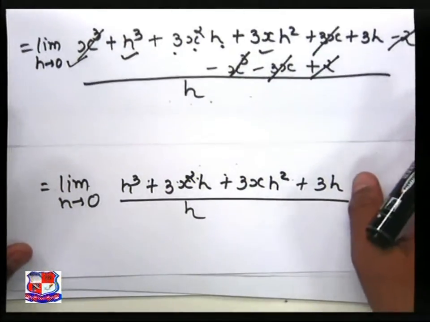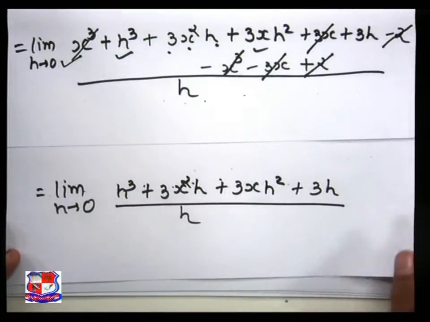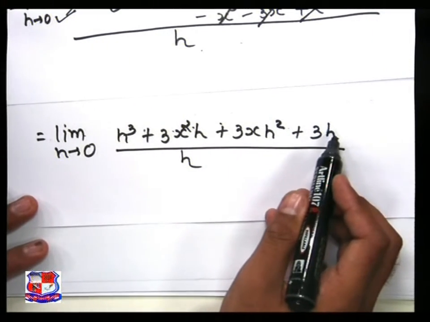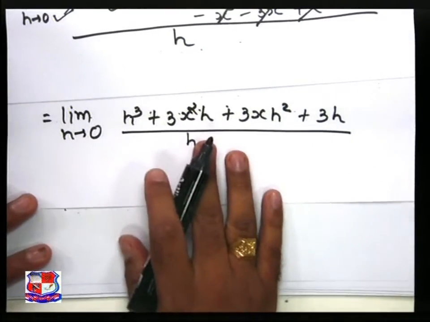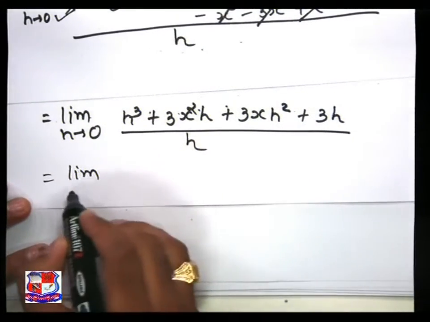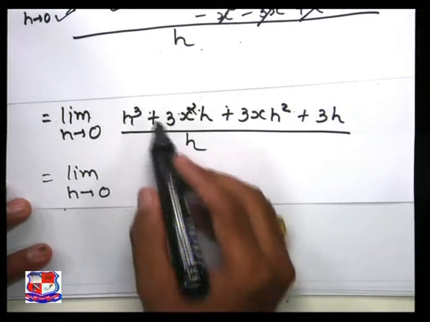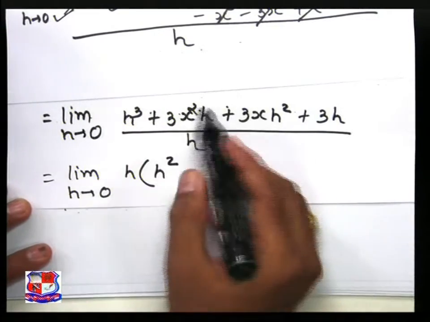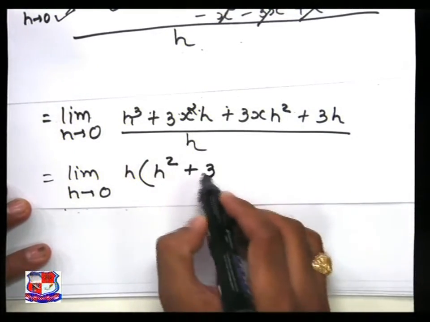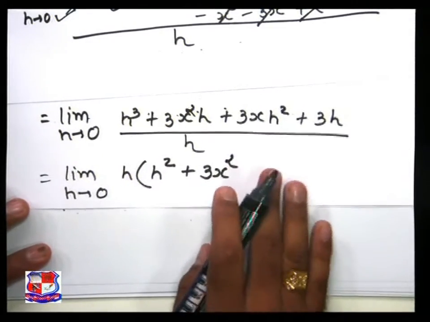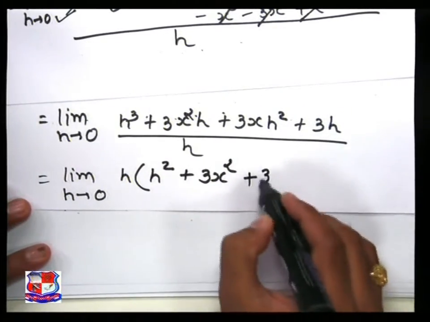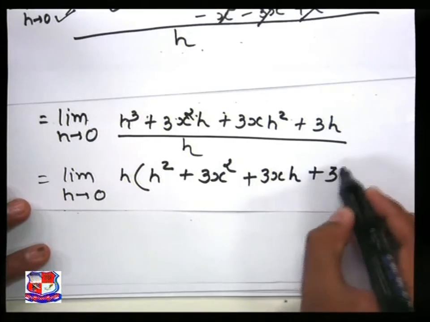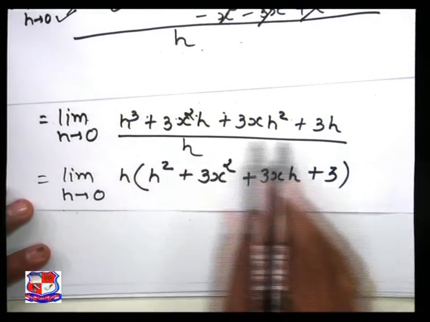Now again it is time to take a common h from the numerator side, because here h, here h, here h, and in the last term we also have h. So take h as common, so we can write limit h tends to 0, h taken common, then the remaining term is h square. Here h is common, then the remaining term is 3x square. Here h is common, then the remaining term is 3xh, and if h is common to the last term, then the remaining term is 3, all divided by h.